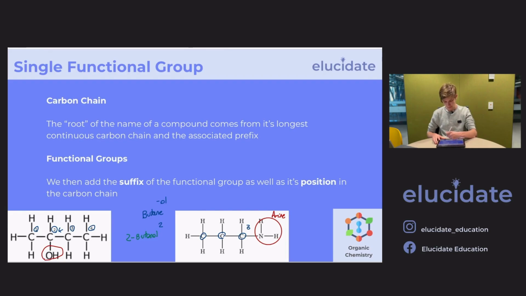Our stem, because we've got 3 carbons, is going to be propane. We've got an amine, which has the suffix amine, and it's in position 1. So that should suggest the name 1-propylamine.